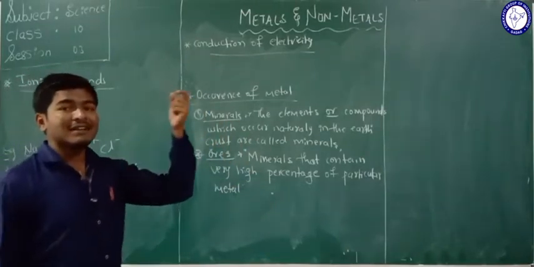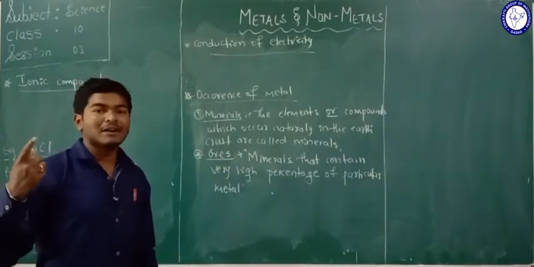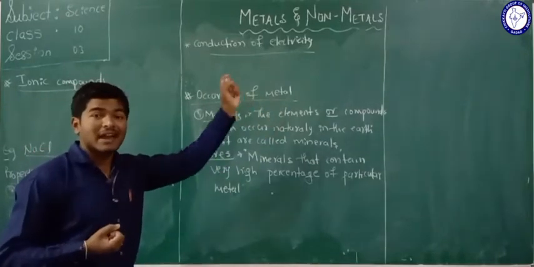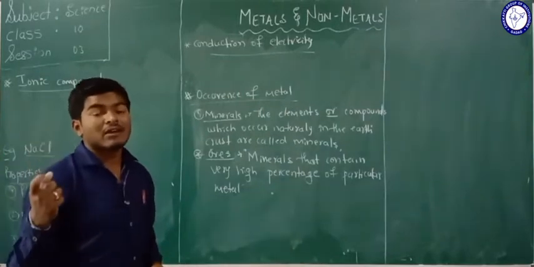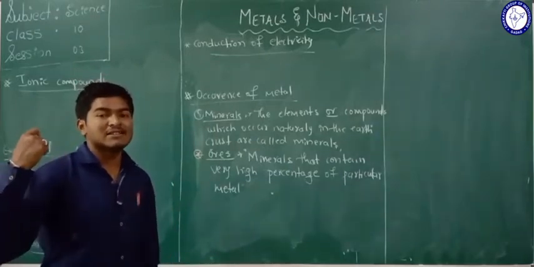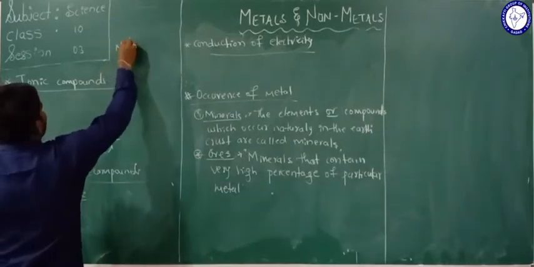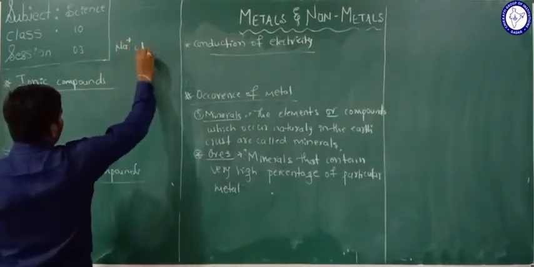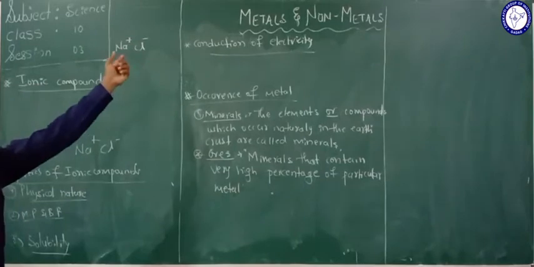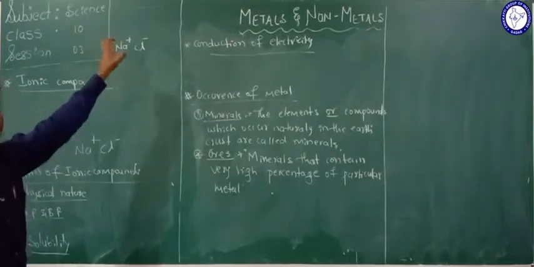Metals have free electrons, they have the tendency to give or lose the electrons, but non-metals have the tendency to gain the electrons. Therefore metals form cations and non-metals form anions. For example, sodium has the tendency to lose 1 electron, and chlorine has the tendency to accept 1 electron, because if it accepts 1 electron, the subshell of the chlorine atom will be fulfilled and it will be stable.